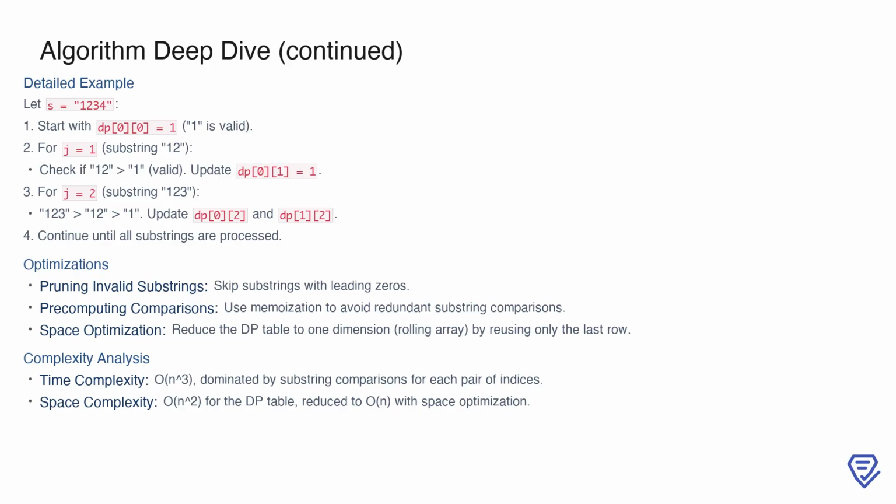To further improve efficiency, we can reduce the space complexity by using a rolling array, which reuses only the last row of the DP table. In terms of complexity, the time requirement is approximately O(n cubed), dominated by substring comparisons, while the space complexity can be reduced from O(n squared) to O(n) with optimizations. This balances correctness with efficiency, making the solution both robust and practical.